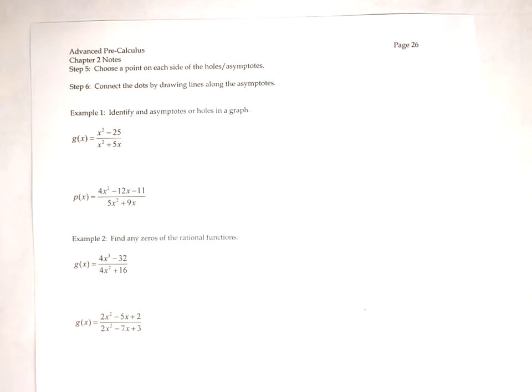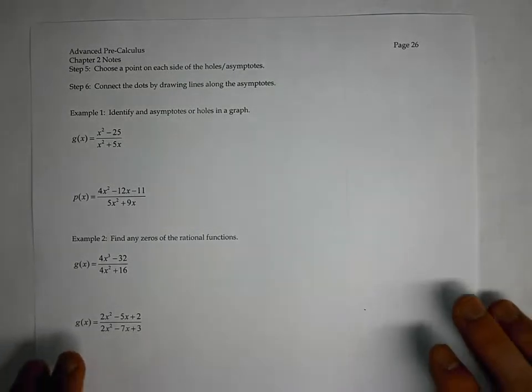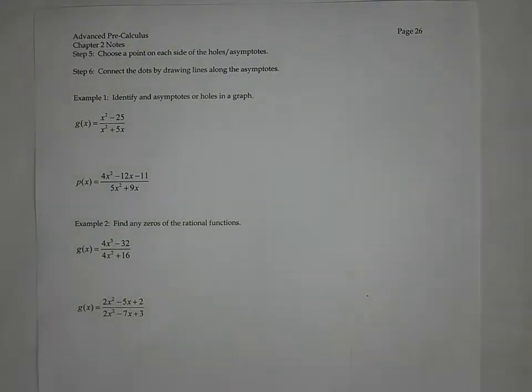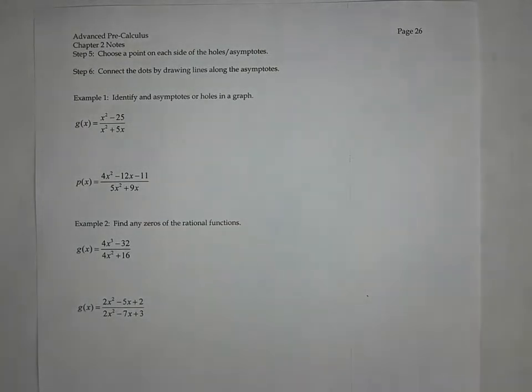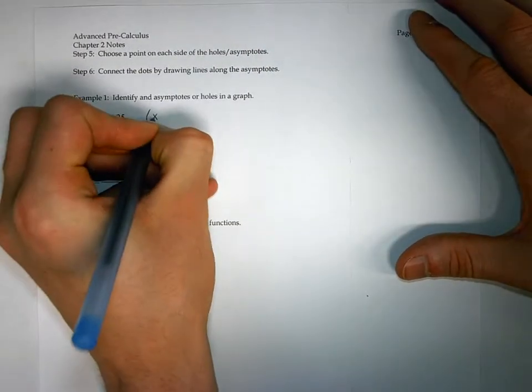Next, we want to start solving for some asymptotes or holes, just looking at some preliminary stuff here. So first of all, identifying asymptotes or holes, g of x is equal to x squared minus 25 over x squared plus 5x. Whenever we start working with these, we need to factor down so we can see if factors cancel or not. That tells us holes versus vertical asymptotes. So let's start with that.